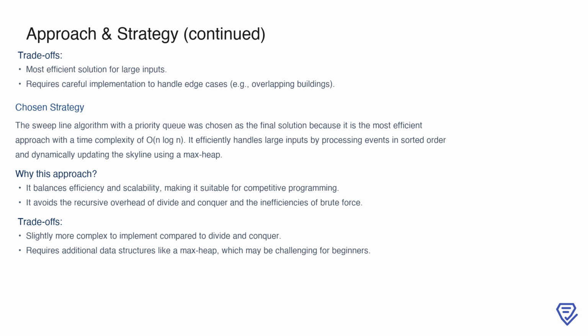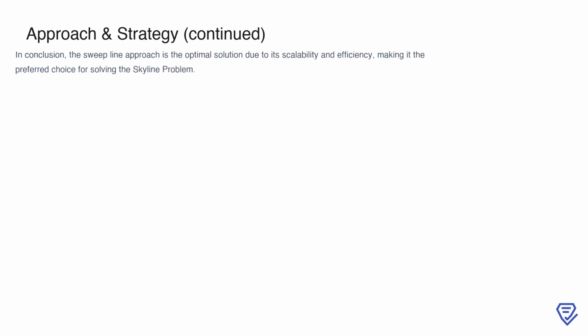Despite these challenges, the combination of scalability, efficiency, and practicality makes this approach the preferred solution. In conclusion, the sweepline algorithm with a priority queue emerges as the optimal solution for the skyline problem. Its ability to efficiently process events, handle large inputs, and dynamically update the skyline makes it the best choice among the approaches discussed. While it does require careful implementation and an understanding of complex data structures, its scalability and performance make it a clear winner for solving this problem effectively.